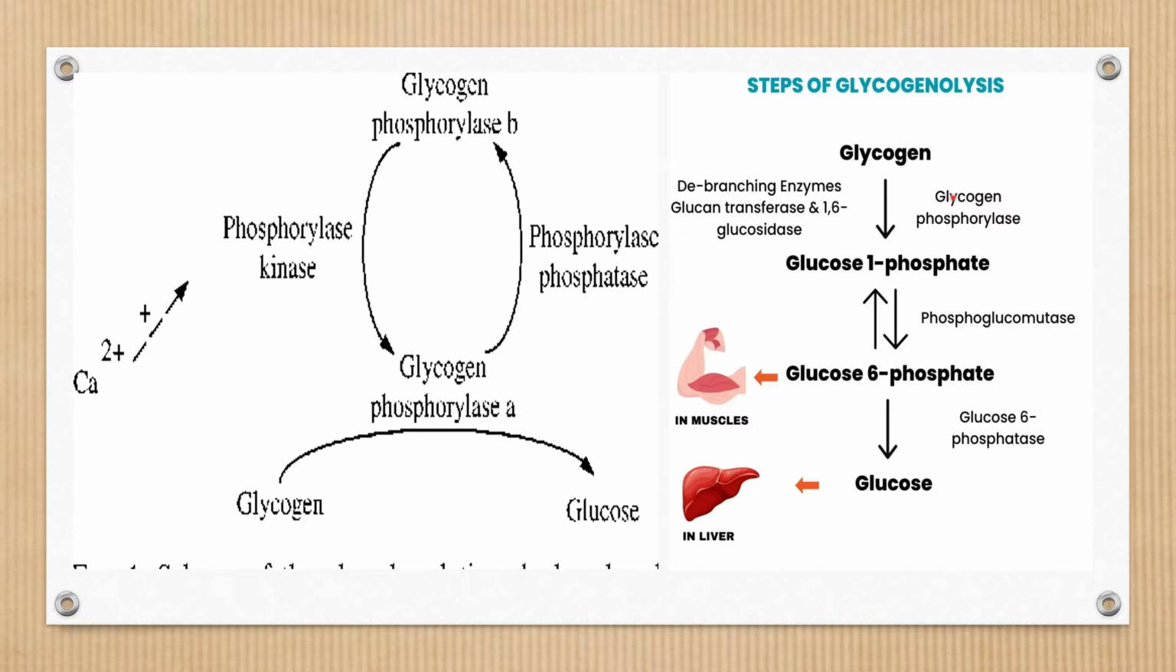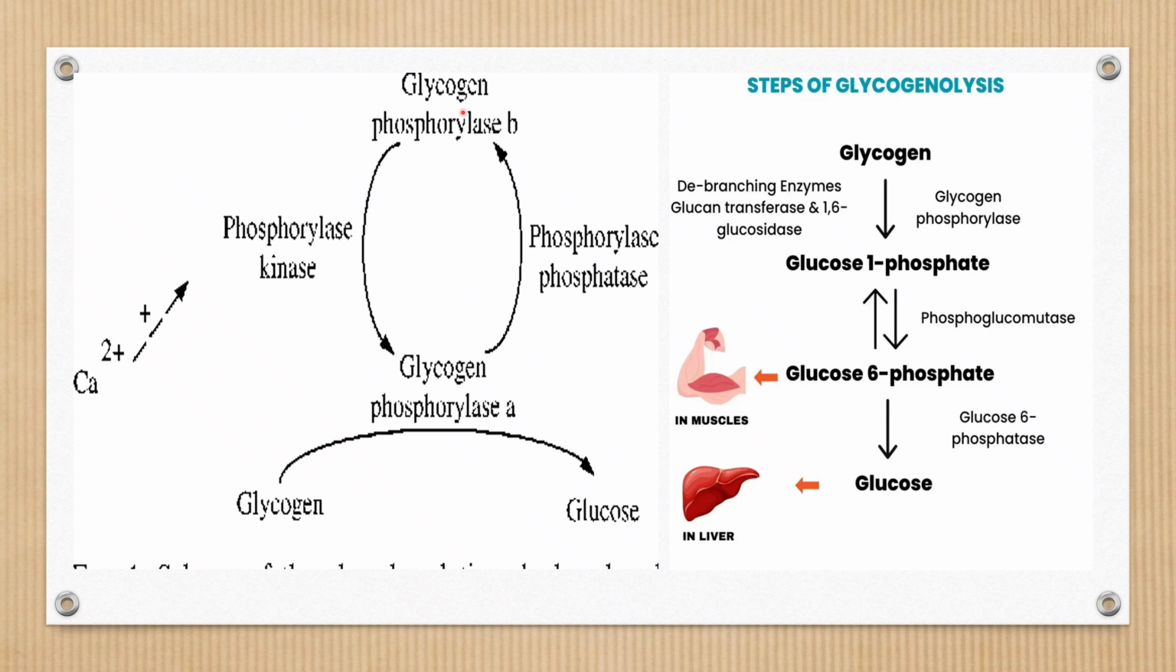Now this glycogen phosphorylase exists in two forms, glycogen phosphorylase A and glycogen phosphorylase B. Glycogen phosphorylase A is the phosphorylated form, which is the active form of the enzyme that can convert glycogen into glucose 1-phosphate and a glycogen chain where one glucose has been removed. The phosphorylation of this enzyme is catalyzed by phosphorylase kinase, and removal of the phosphate group is catalyzed by phosphorylase phosphatase.